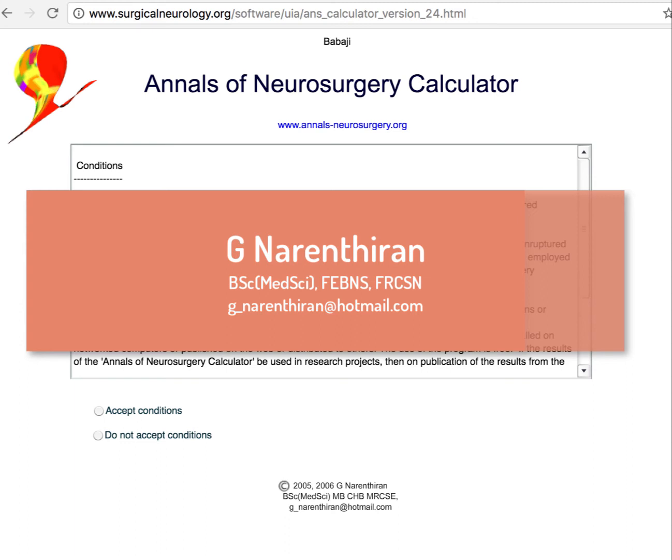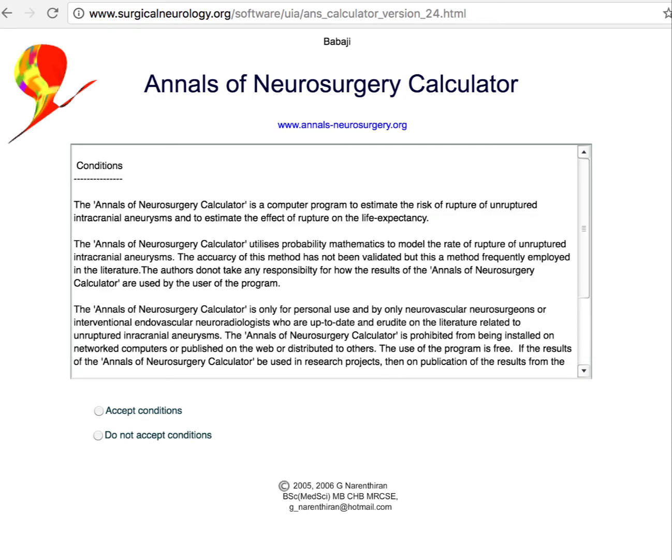Hello, welcome to this demonstration of the Annals of Neurosurgery calculator for risk of rupture of unruptured aneurysms and risk-benefit analysis.